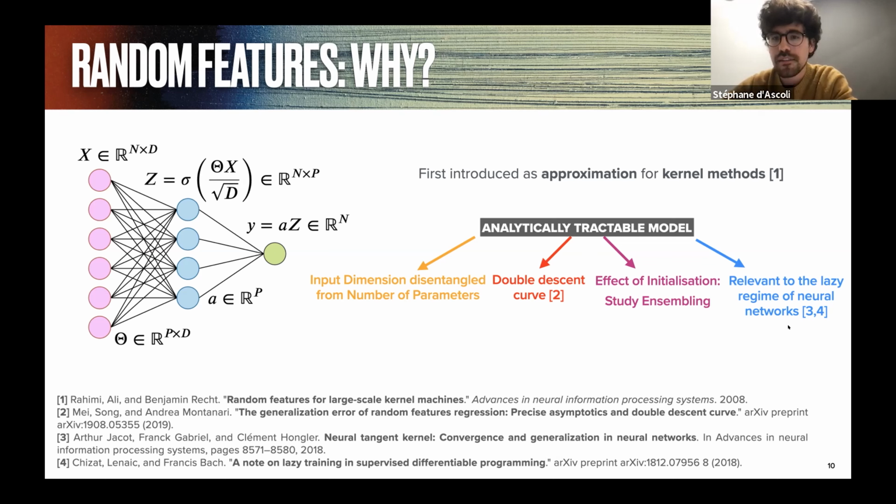Last reason for studying this model is that it happens to be relevant to the lazy regime of neural networks. So some of you may have heard of the neural tangent kernel, which is a line of papers studying what happens when the weights of the neural network move very little. And essentially what happens when you move very little is that you're basically learning a linear model. Essentially, you're doing the order one Taylor expansion of your neural network around the initialization. And in this case, what you're doing is a random feature model where the random feature vector is given by the gradient at initialization. So you're really lying in the tangent plane of the weights.